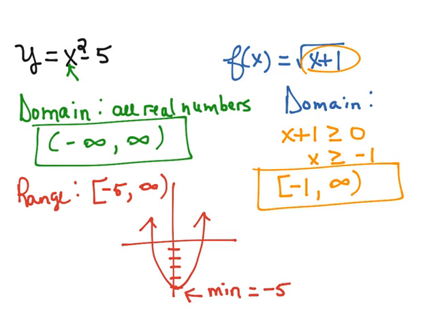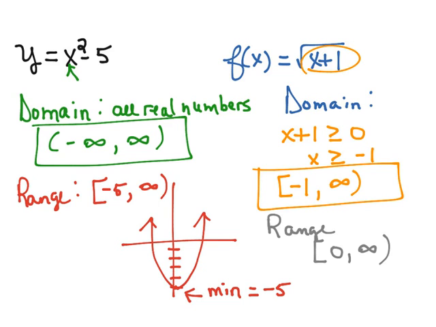For the range, when we plug in the numbers all the way from negative 1 to infinity, the lowest number that we're going to get is 0. When you substitute negative 1 in for x, negative 1 plus 1 is 0, and the square root of 0 is 0. So that means our range is going to be all the real numbers greater than or equal to 0. So in interval notation, we're going to write 0 to infinity.